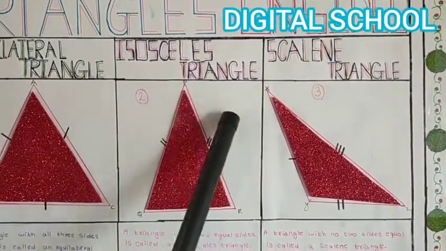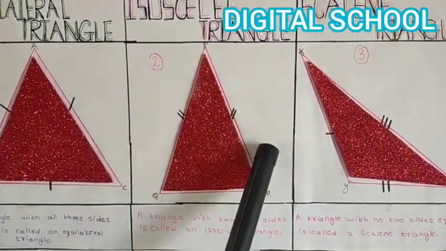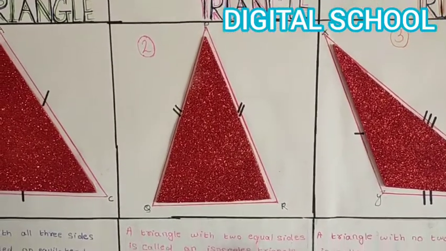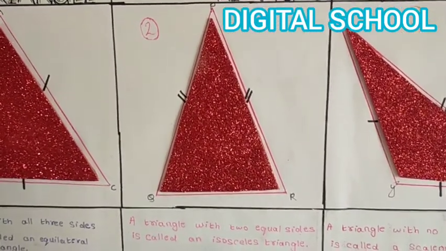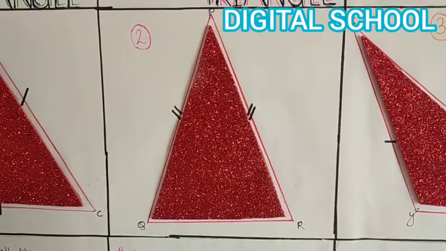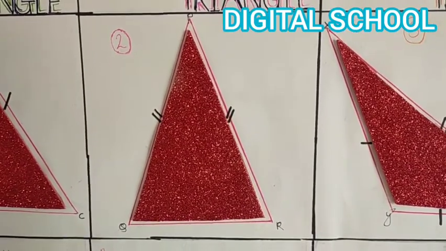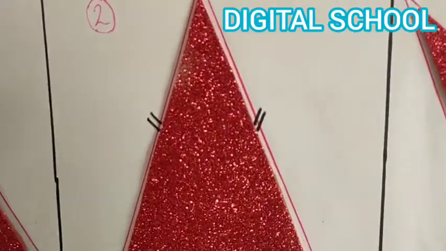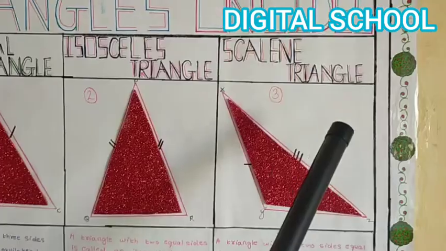Isosceles triangle. The definition of isosceles triangle. A triangle with two sides equal is called an isosceles triangle. In triangle PQR, the length of two sides PQ and PR are equal.